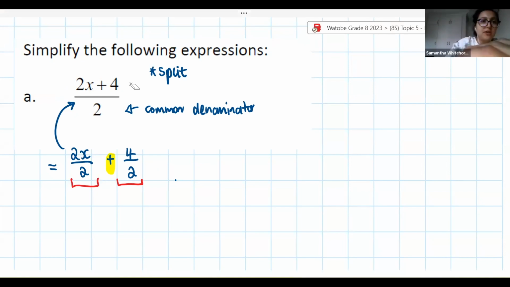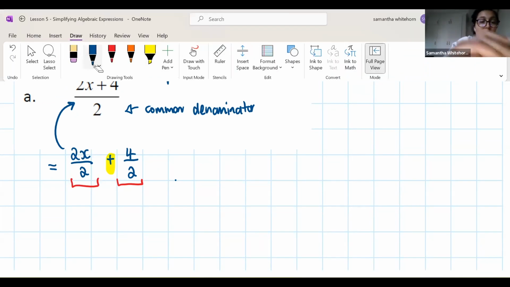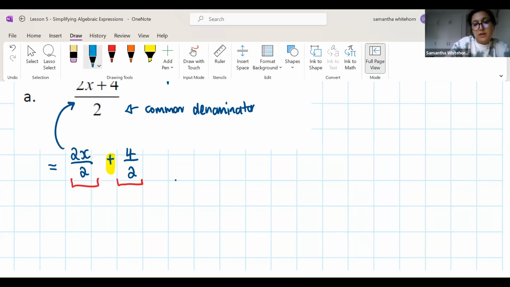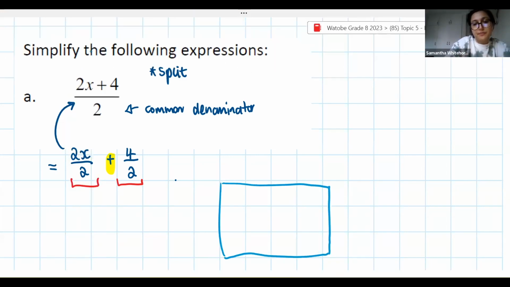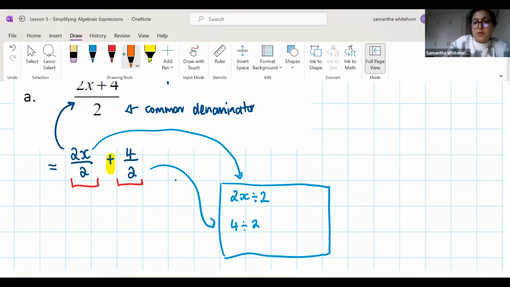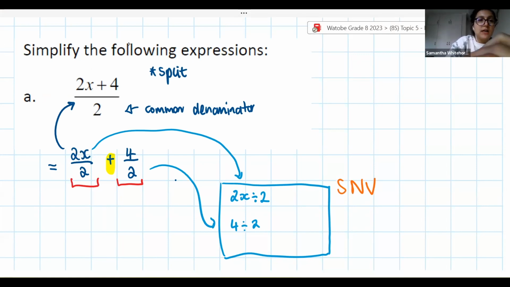Right, so it goes back to our fraction. What we now do is we know, because we've done fractions, that we can simplify this. So again, if I just do my little division box, grade 8, let's focus. We've got 2x divided by 2. All I'm doing is writing the fraction with the division, and I've got 4 divided by 2. Again, I'm just taking my fraction and writing it as its division. So again, we can use SNV. This is always helpful whenever we multiply or divide.